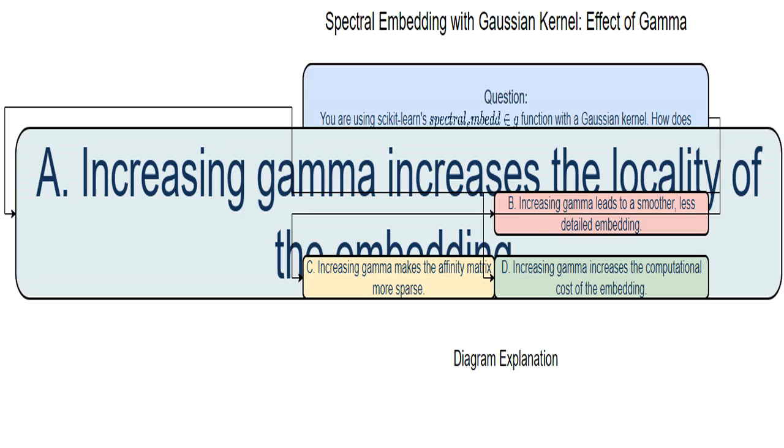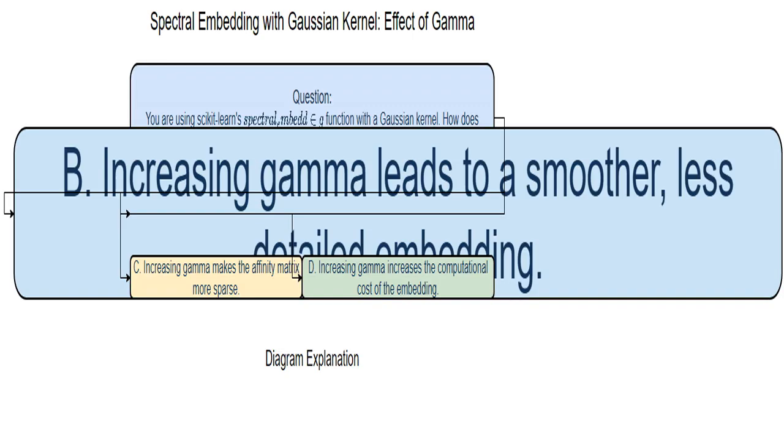Increasing gamma makes the kernel more localized, only nearby points are considered similar. This results in the final data embedding showing more local patterns. This is incorrect. Increasing gamma actually makes the embedding less smooth and more detailed because it strongly emphasizes local relationships.